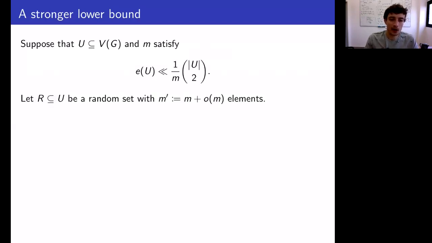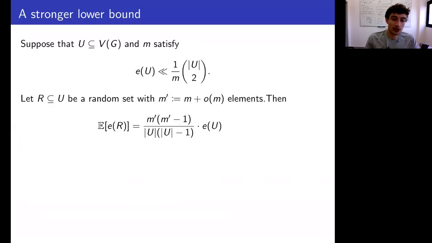Now, let R be a random subset of U with slightly more than m elements, m plus, say, 1% of m. Now, if we take the set at random, let's calculate the expected number of edges in the set R. So this is roughly m squared over |U| squared, times the number of edges of U. And since the density of U is below 1 over m, this number will be asymptotically smaller than m.